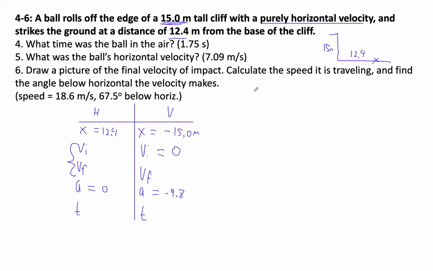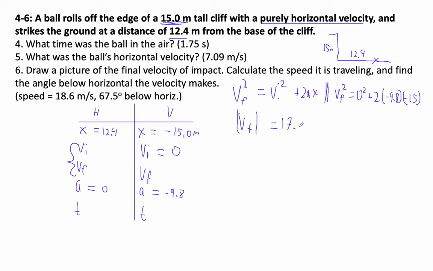And the first thing I'm going to do is find the final velocity, right? So I'm going to use VF squared equals VI squared plus 2AX. So VF squared is equal to 0 squared. And this is 0 because it has a purely horizontal velocity, so there's no vertical velocity. Plus 2 times negative 9.8 times negative 15. So the absolute value of VF is the square root of 2 times 9.8 times 15.